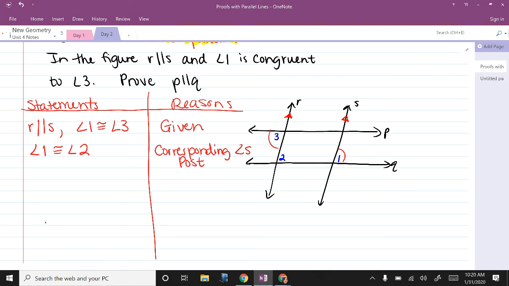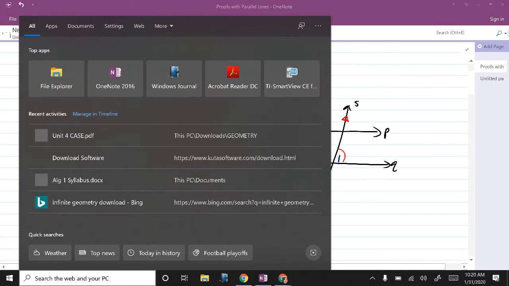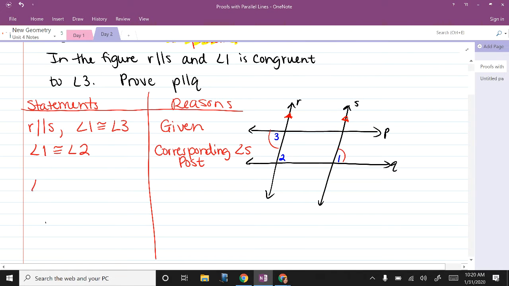Okay. Well, look what I got here. Angle 1 is congruent to angle 3, and angle 1 is congruent to angle 2. So what can I say now? Angle 2 is congruent to angle 3. Angle 2 is congruent to angle 3 because of what? Transitive property. Very good.